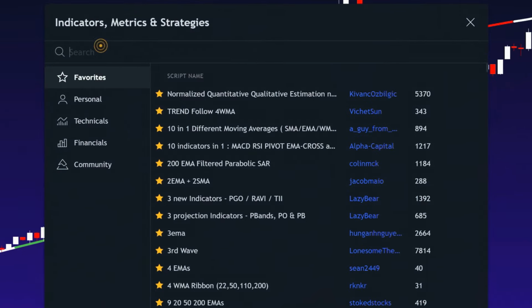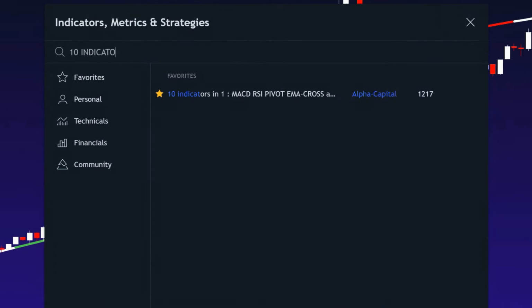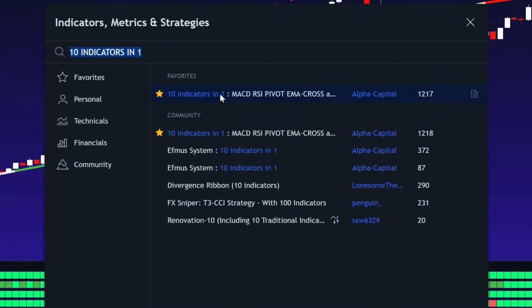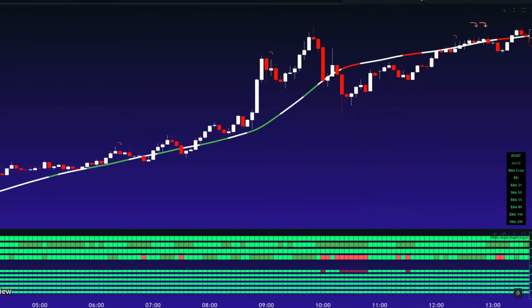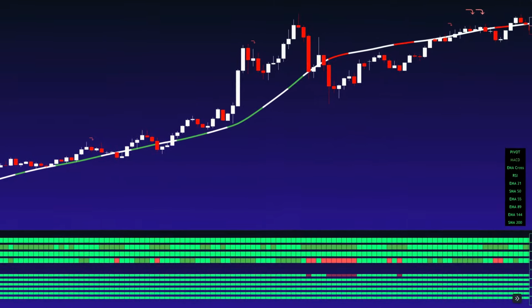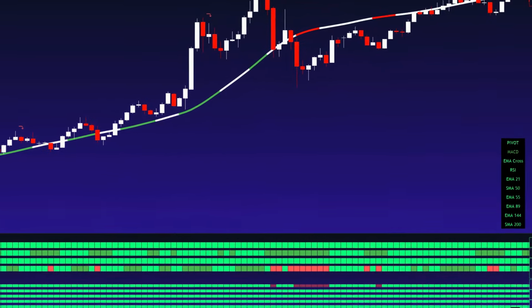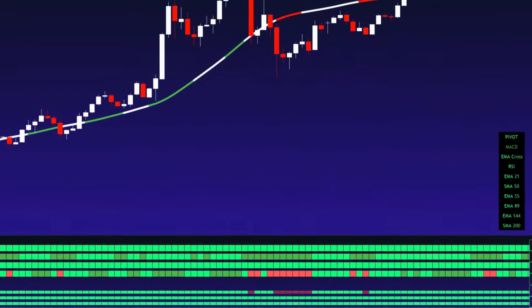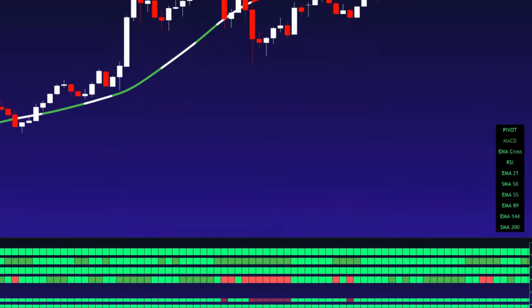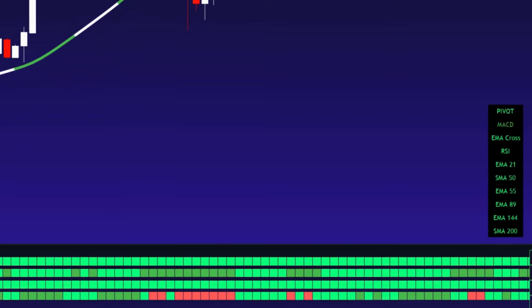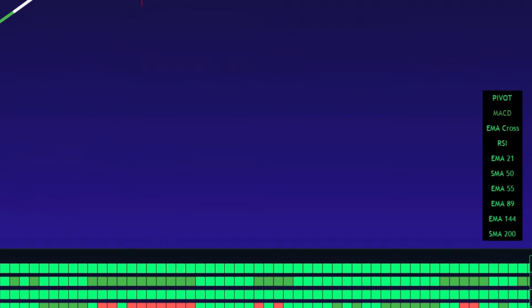Let's introduce the next powerful tool in our trading arsenal, the 10 indicators in 1 indicator. As the name suggests, it's a comprehensive package combining 10 popular indicators like various moving averages, MACD, golden crosses, pivots, and RSI, all working together to refine our signals. Essentially, this indicator will help us weed out questionable signals from other signal-generating indicators, making our trading decisions more reliable.